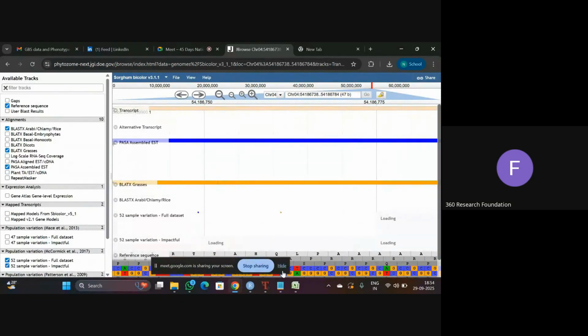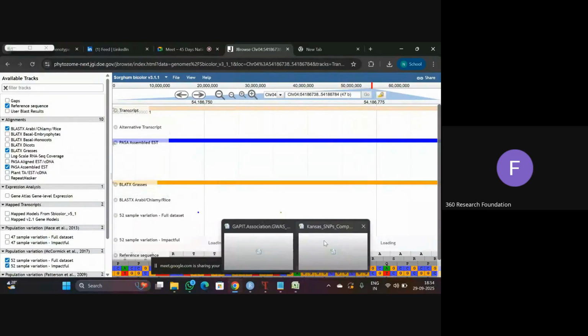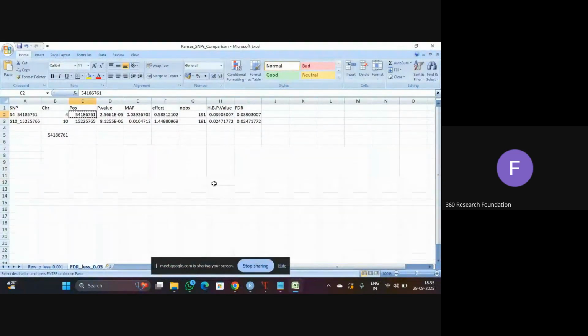Otherwise, you can make a range. I am taking 1,000, but you can just make a range. Even you can prepare for 50 base pair, 100 base pair, 500. That is not a problem, but not more. It should not be more, like 5,000 or 10,000 base pair.